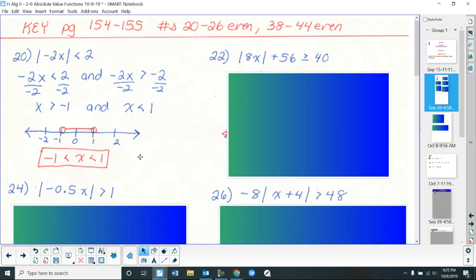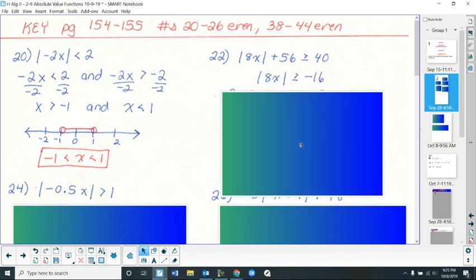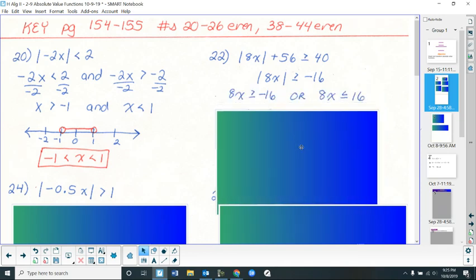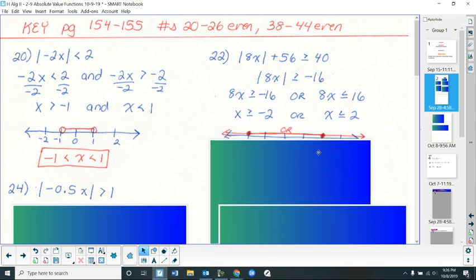Problem number 22. I have to isolate that absolute value first. So we're going to add 56 first to both sides. When you add 56 to both sides, you get absolute value of 8x is greater than or equal to negative 16. Again, it's greater, it's an or, so I immediately put or in between. Then I said 8x is greater than or equal to negative 16, or 8x is less than or equal to positive 16. I divide both sides by 8, so I get x is greater than or equal to negative 2, or less than or equal to positive 2.